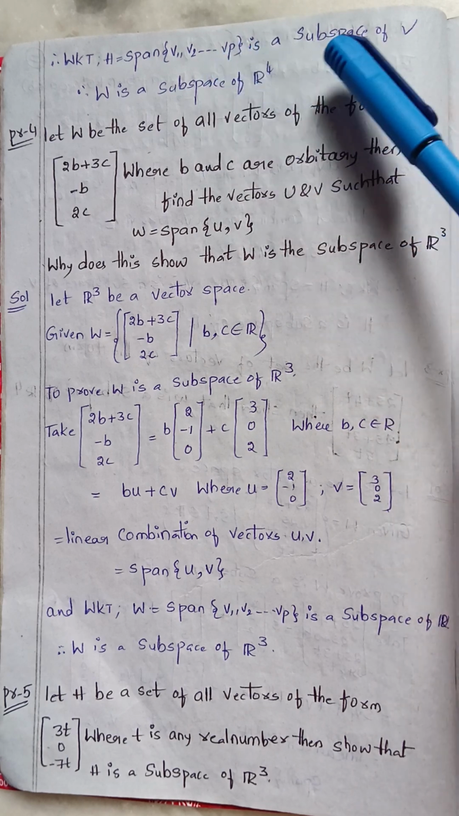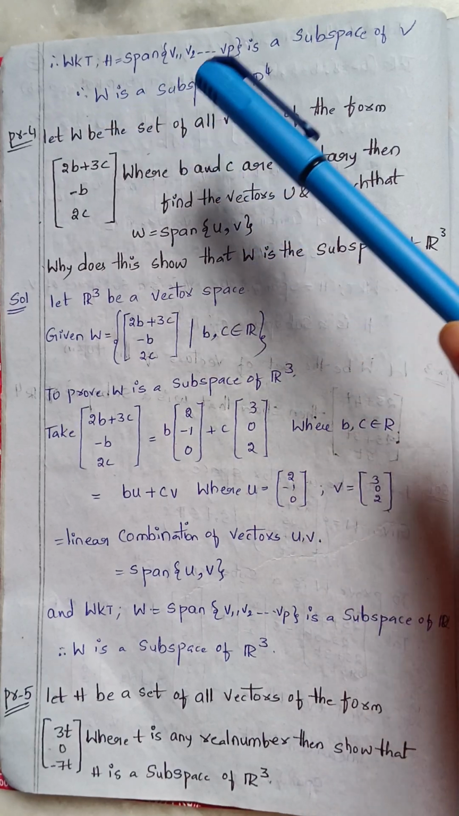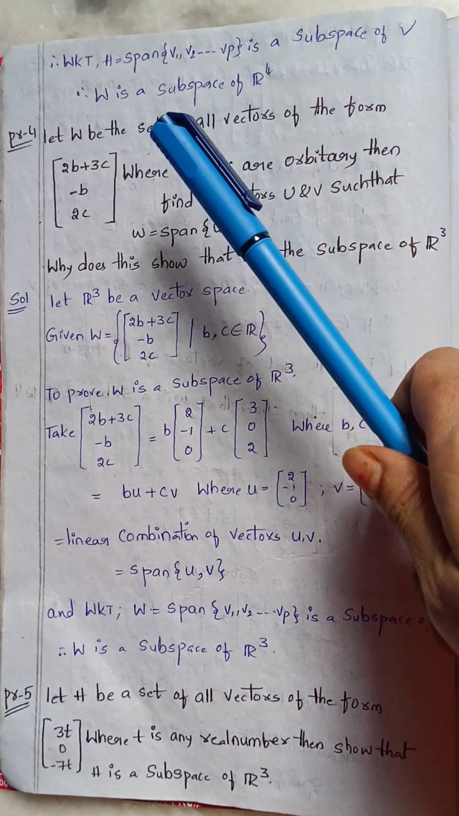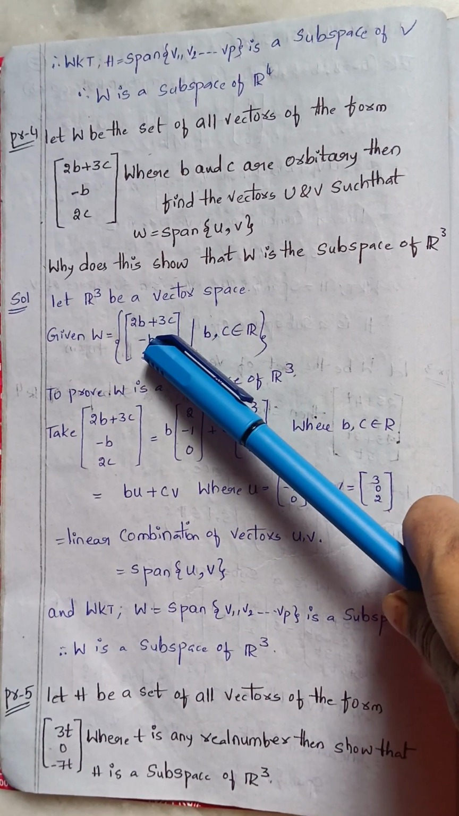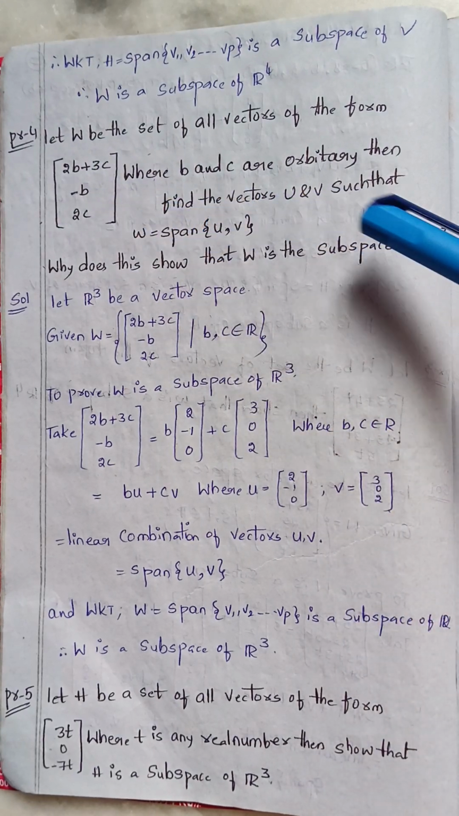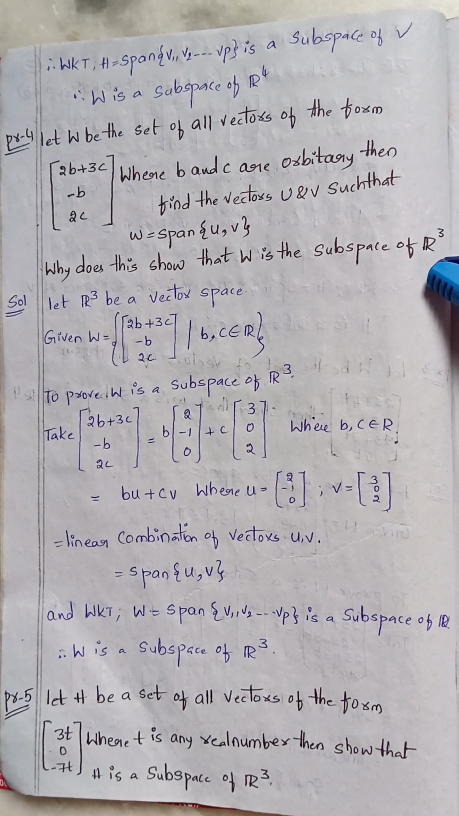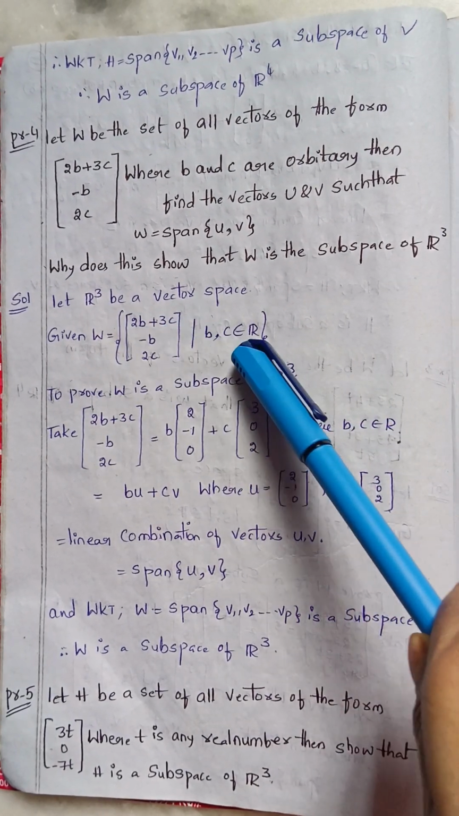See here, H is a subspace of V. Here, given W, that's why W is a subspace of R4. Similarly, we can do another problem. W is given, then it is a subspace of what? What is the vector space? Can you guess? Here we have 3 entries, so obviously the vector space here is R3. So R3 is a vector space, and W is taken where B and C belong to R.